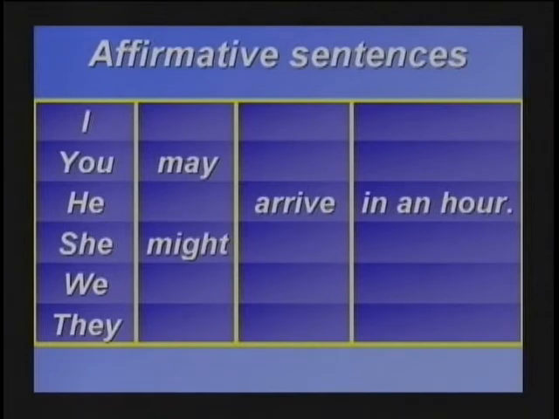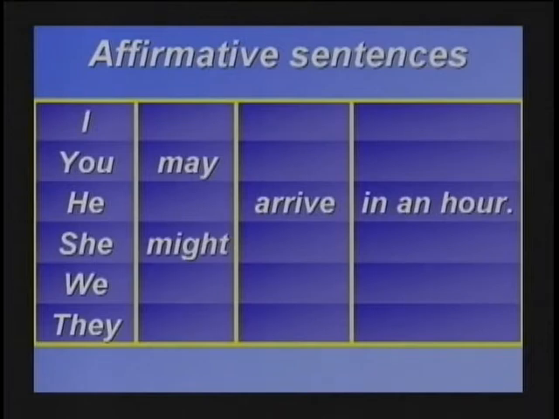So, let's now notice that. This is the structure we use in affirmative sentences to express possibility. First, we place the subject, o sea, primero colocamos el sujeto cuando vamos a hacer una oración afirmativa que exprese posibilidad. Tenemos en este caso I, you, he, she, we, they. Después utilizamos el verbo may or might, verbo modal, may or might.